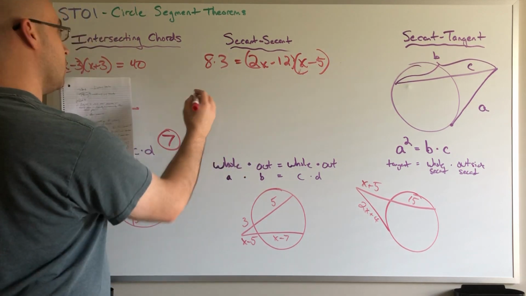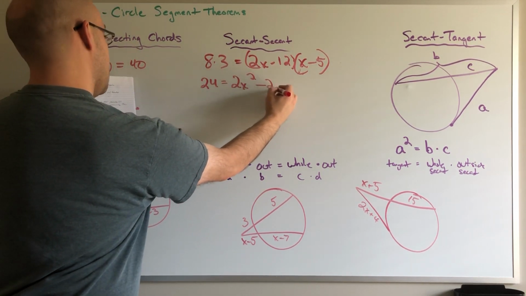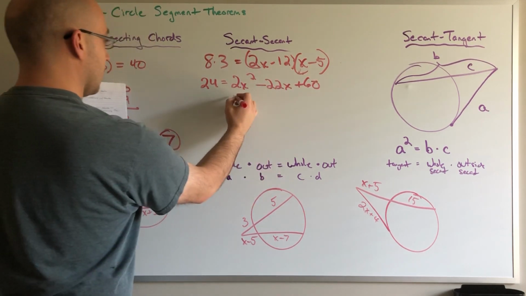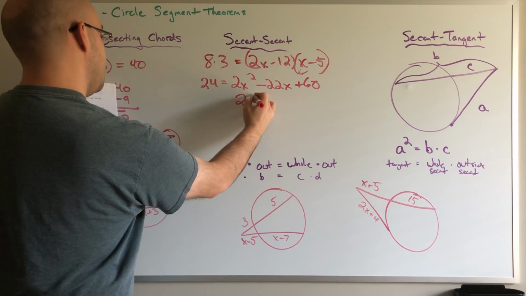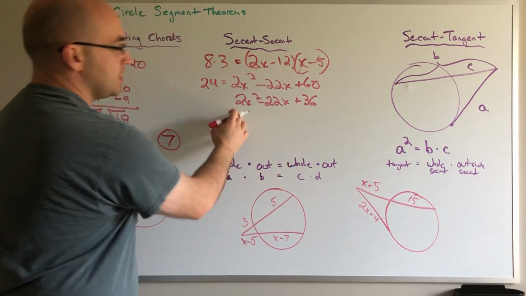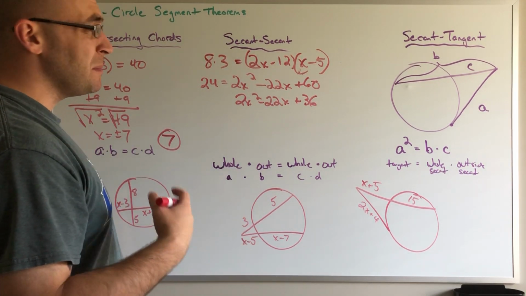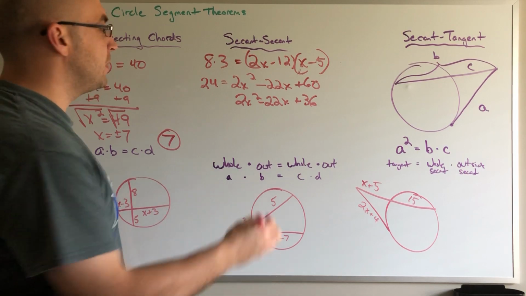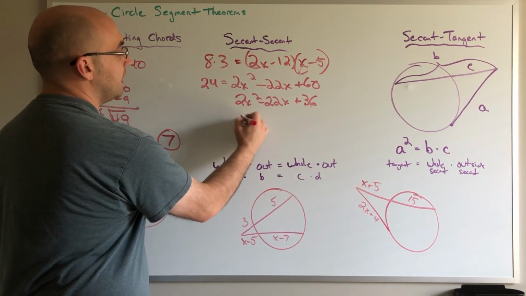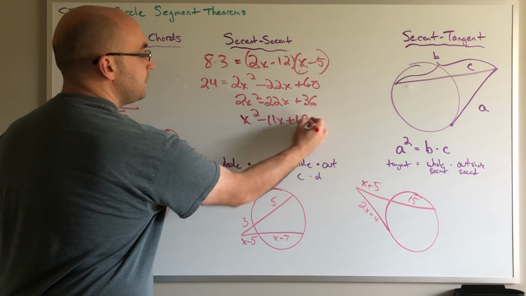So working this process out, I get 24 equals 2x squared, and again, I'm simplifying as I go, minus 22x plus 60. Or, simplifying further, 2x squared minus 22x plus 36. Do yourself a favor here. Don't go through the grouping process. I mean, it works. The quadratic formula will also work. But what do these three terms have in common? They all have a 2 in common. So factor that part out. Then you'd be left with x squared minus 11x plus 18.